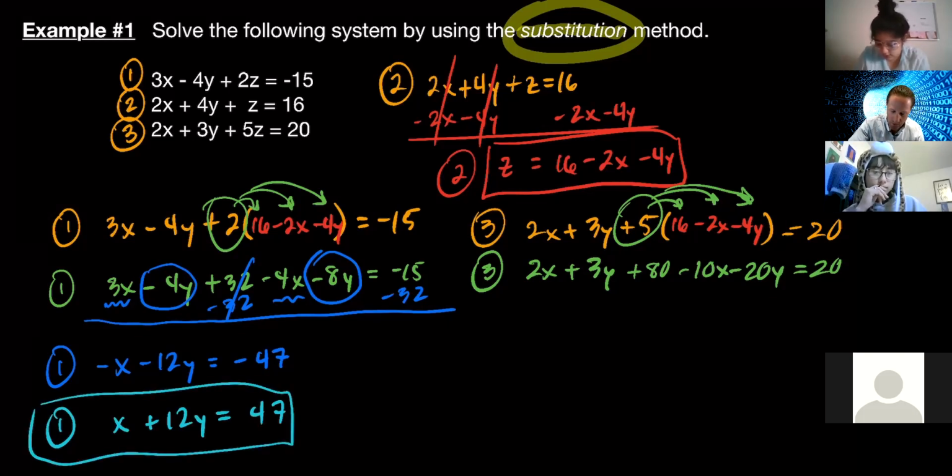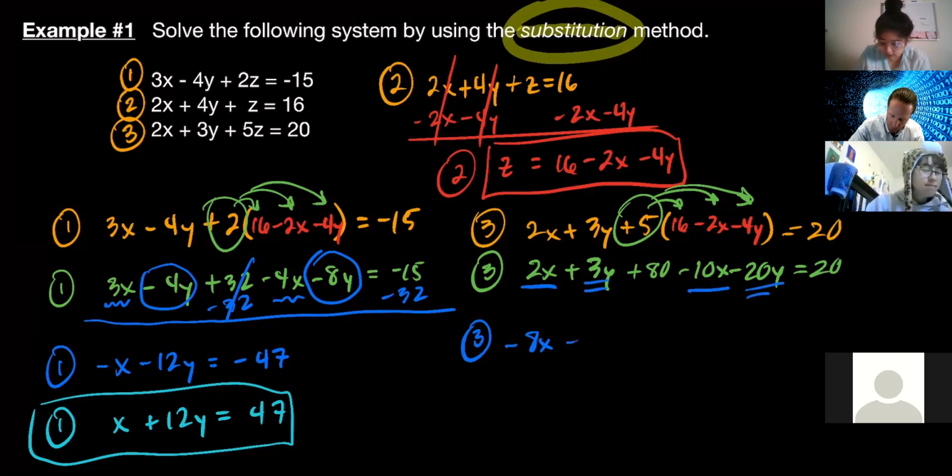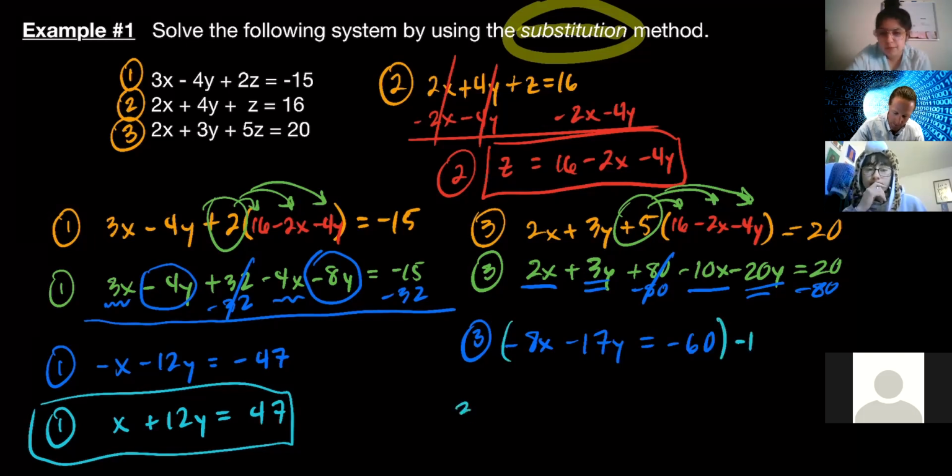Now I'm going to do the same thing over here with equation 3, and I'm going to collect the x values, which would give me negative 8x. I'll take the y values, which would give me negative 17y, and then I'm going to subtract over that 80 to have it all one side of my equation with the variables and the other with the constants, the numbers. And that, again, we can go ahead and multiply by negative 1 and get my new equation 3 to be 8x plus 17y equals 60.